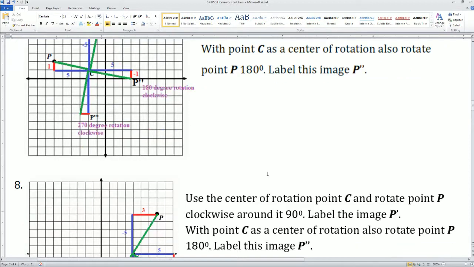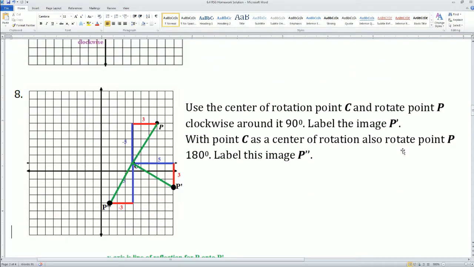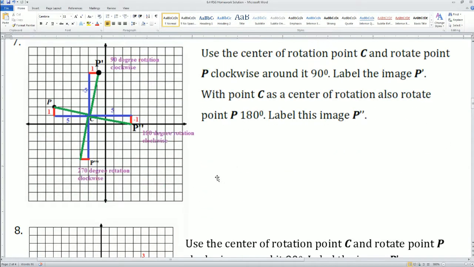Okay. Number 8, I did it the same way. Started at C. I wanted to go to P, so horizontally, right? I went up 5, across 3, then I apply that again, across 5, down 3. That would be 90 at P prime, then I do that again to get P double prime. If you would like me to go in detail, just rewatch how I did 7.